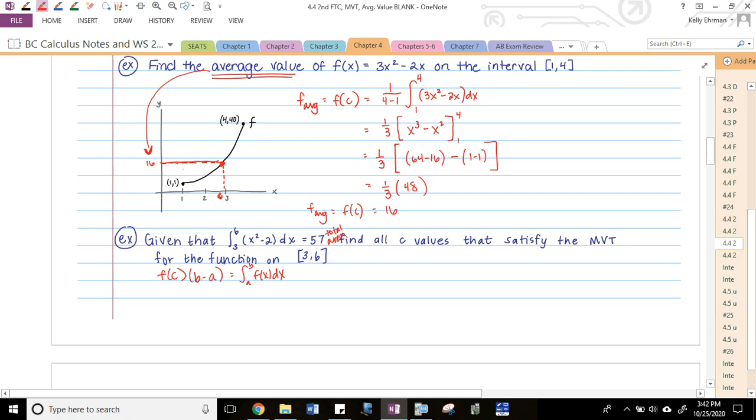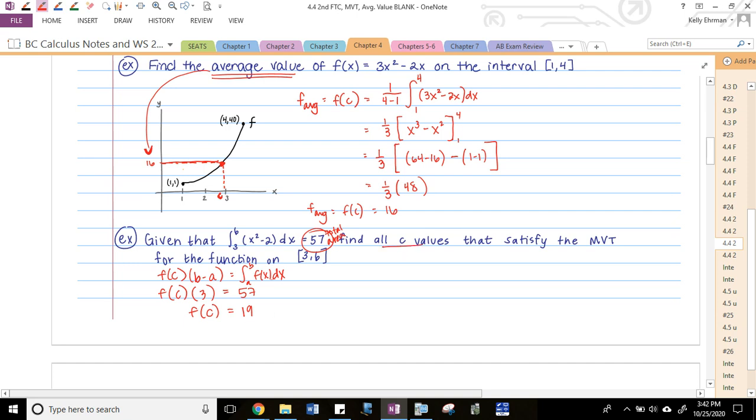Okay, but we do know b minus a. 6 minus 3 is 3. And we do know the integral from a to b of f of x dx. We know that that integral is equal to 57. I can find what f of c is equal to. So what's 57 divided by 3? 19? Yeah. So there's some f of c value that's equal to 19.